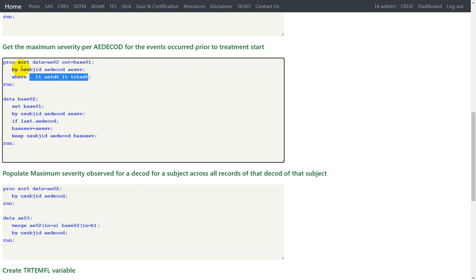And within this, the records are sorted based on the subject ID, the preferred term or AE decode, and the severity of the adverse event. So if there exists more than one record with the same decode value, we are making sure that, with severity like mild, moderate, severe, the severe record, or the highest severity record, comes at the end within that decode on subject.